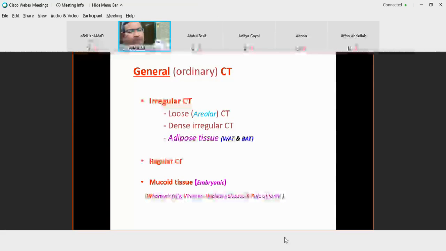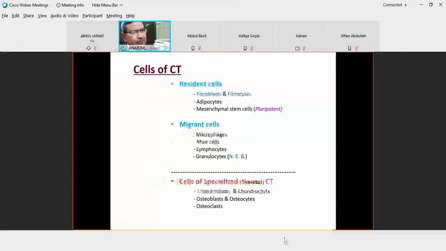Mucoid connective tissue is described as the embryonic type of connective tissue. It is found in the embryo, for example, Wharton's jelly along the umbilical cord, in the vitreous of the eyeball, in the nucleus pulposus of the intervertebral disc, or in the pulp of the tooth. They are the representation of the mucoid type of connective tissue, just like jelly. So that is the classification.